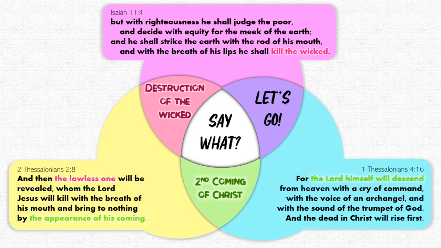And where are we? Let's go. So we see in these two verses that God is promising salvation to whom? To the righteous, to the poor, and to the meek of the earth. He gives judgment to us. He decides equity in our case. Oh, awesome. And then in the bottom verse, it says the dead in Christ will rise first. Last week, we talked about that awesome preposition of being in Christ, and that even if we lose our mortal life here on earth, our life is hidden with Christ in heaven.